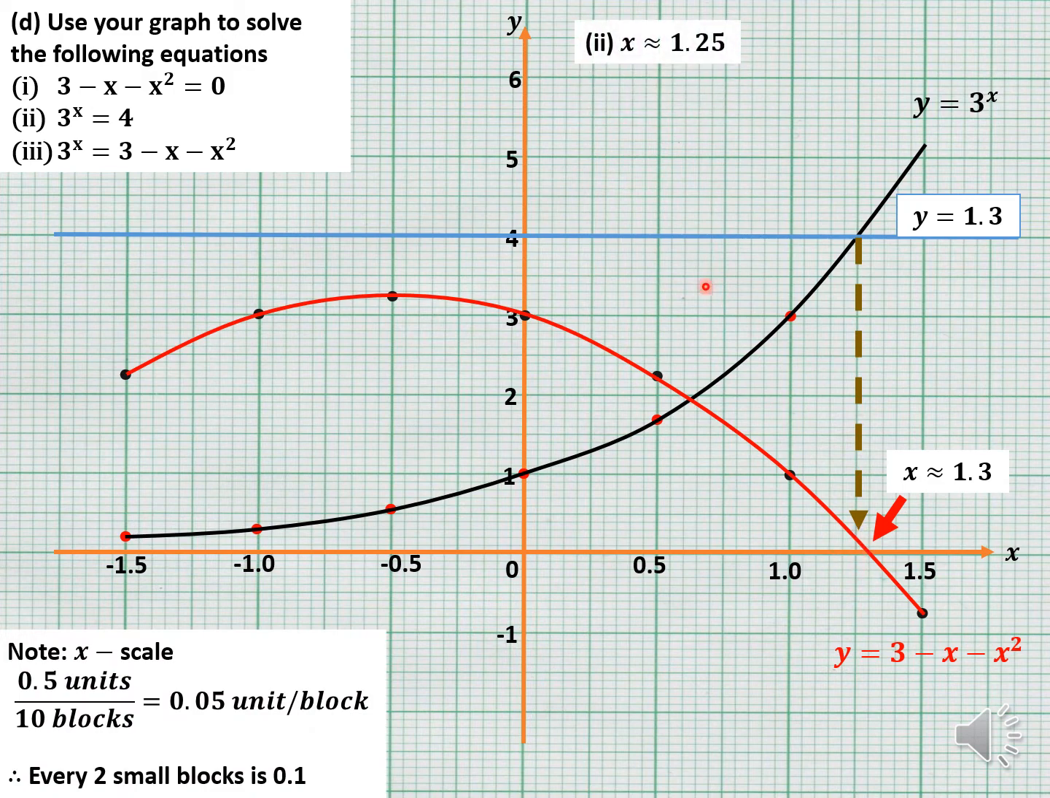So again, it's about 1.25. Make sure that you understand the reading from the scale as I've indicated before. If that one is a little bit out again, remember we said 2 small blocks represent 0.1. So you have 1, then this is 1.1, this is 1.2, so it's halfway between 1.3 and 1.2. So you'll see I'm getting about 1.25, very close to the other one there.